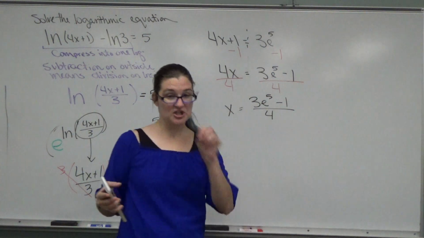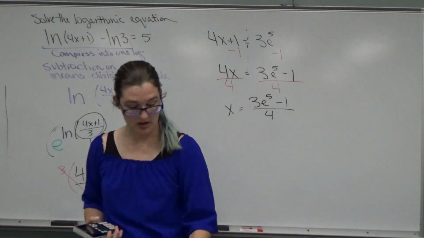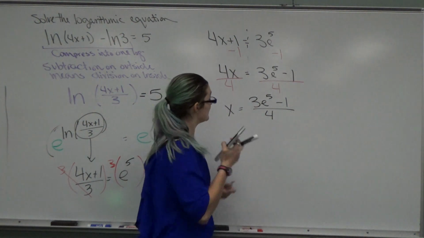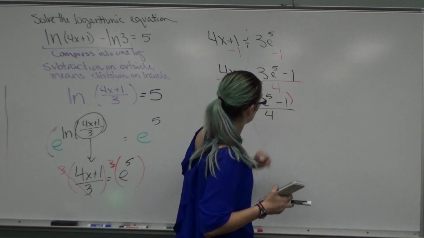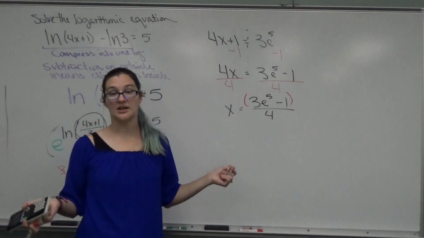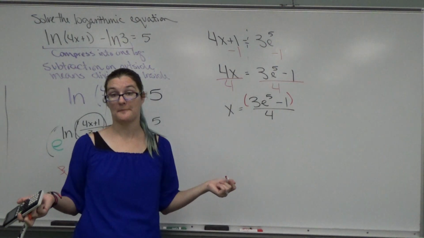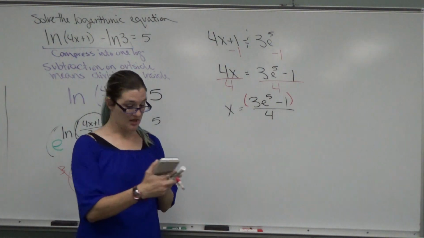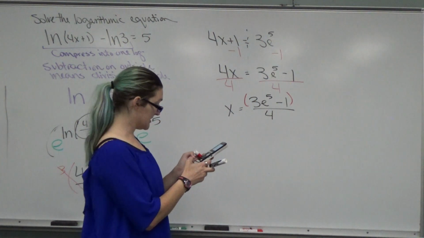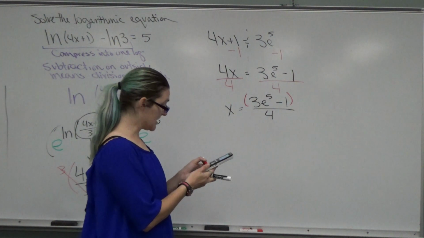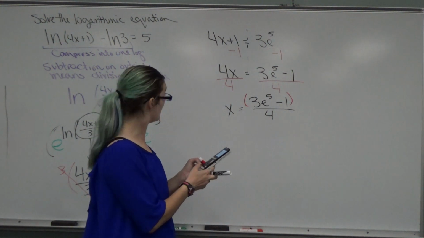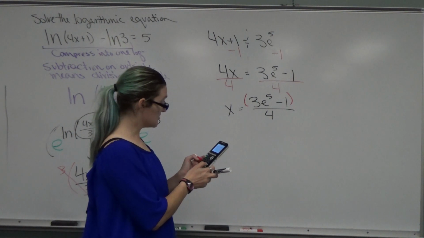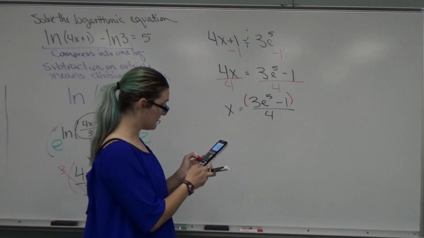When you type in fractions, you have to do it in one of 2 ways. The way I suggest: anytime you type fractions in, you put parentheses around any piece with more than 1 term. So we had 2 terms in the numerator, put parentheses around that. So then you can type in open parentheses, 3e, which is second ln, to the 5th power, get out of your exponent, minus 1, close parentheses, divided by 4.